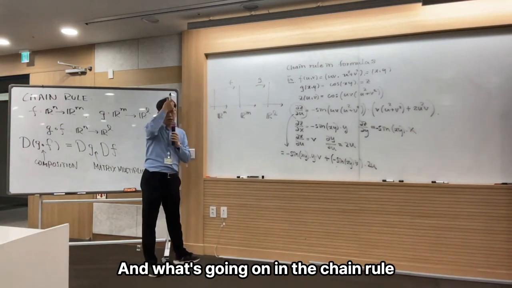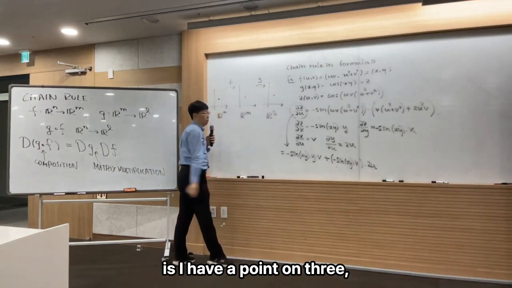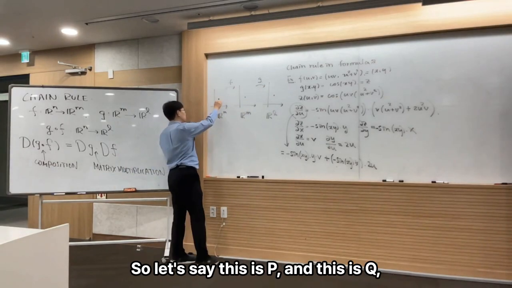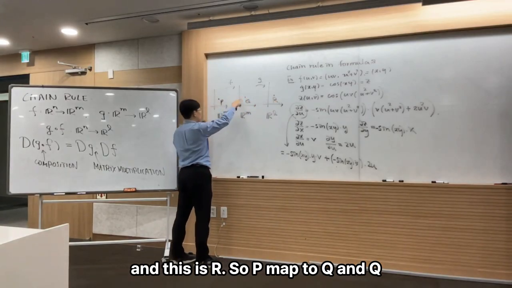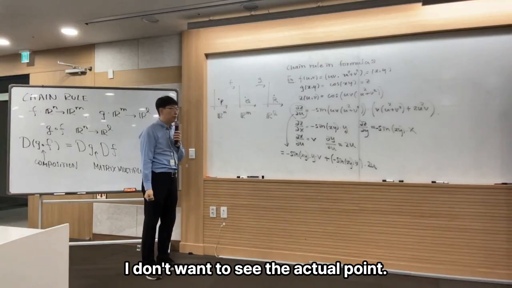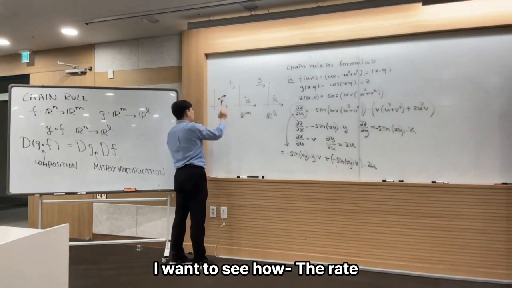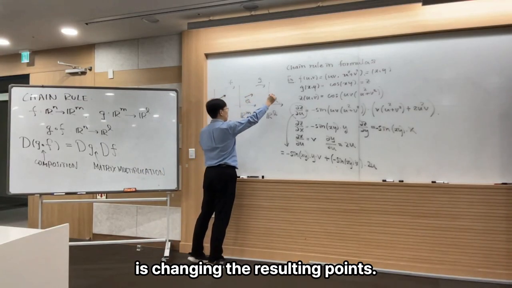And what's going on in the chain rule is I have a point in each of three different spaces. Let's say this is P, this is Q, and this is R. So P is mapped to Q, and Q is mapped to R. I don't want to see the actual point. I want to see how the rate of change of each point is changing the resulting points.